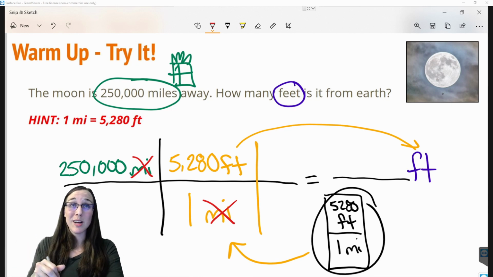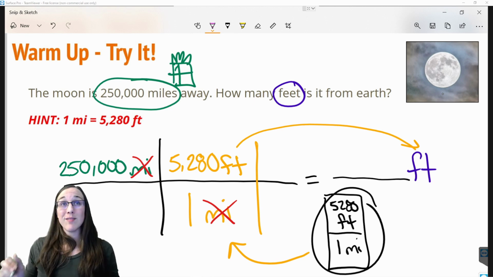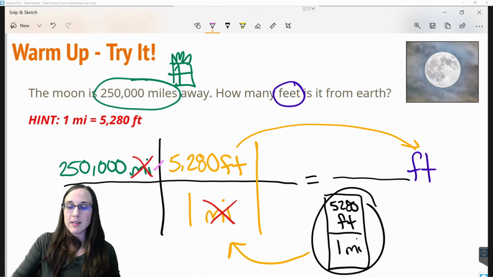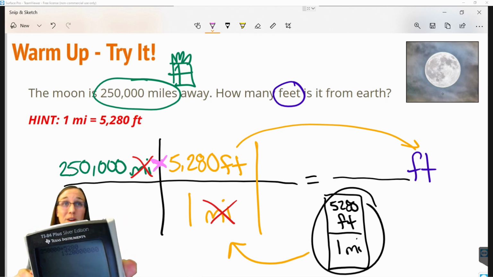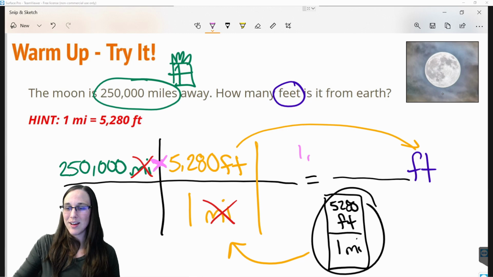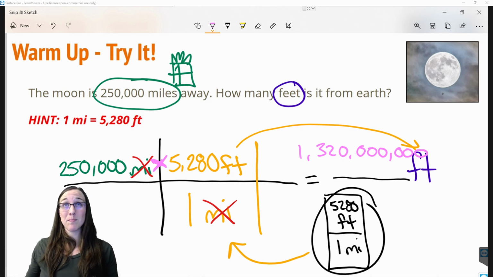Now all we have to do is plug and chug the math into our calculator. We have two numbers next to each other on the top. Since there's numbers next to each other, we need to multiply them together. And since I'm not going to do that in my head, let's plug that into the calculator. That gives me a really big number with 7 zeros. So 1, 2, 3, 4, 5, 6, 7 zeros. Whew. Okay, so how many feet away is the moon from Earth? 1,320,000,000 feet. Whew, pretty far away.